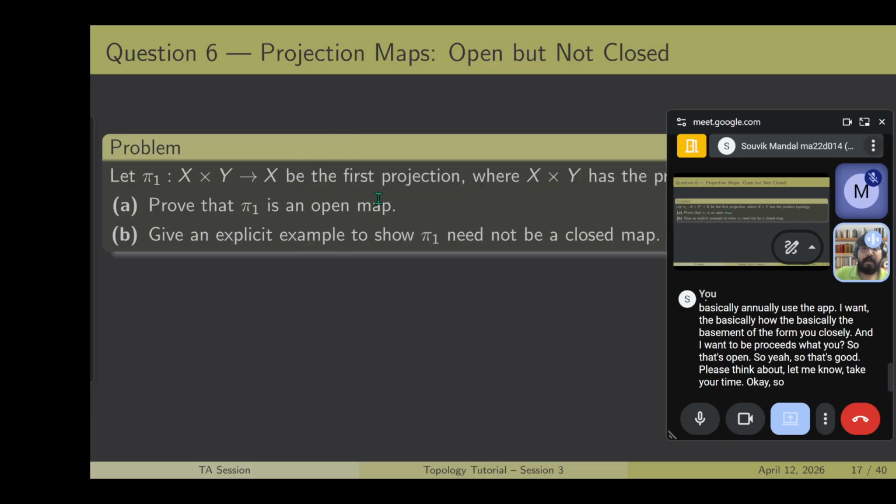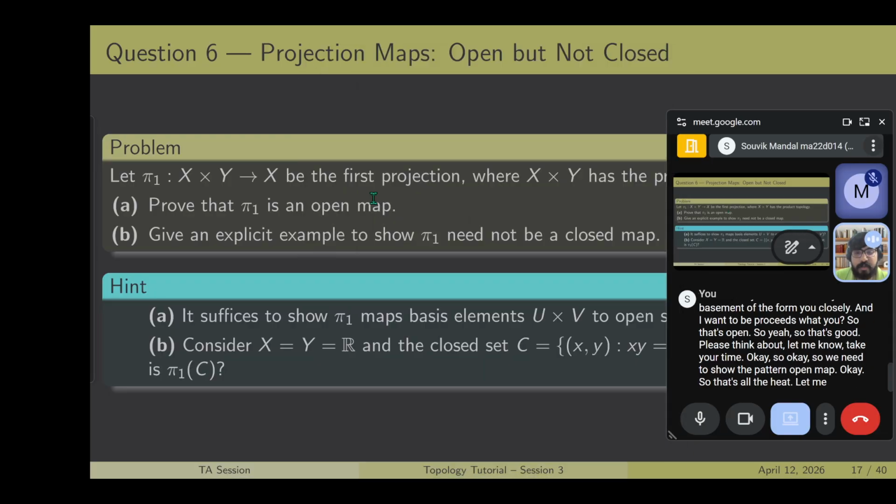So we need to show that π1 is an open map. Here is the hint. It's enough to show that π1 maps basis elements U cross V to open sets, then we are done because any open set is a union of such basis elements. That should be enough, right? So that's what we have proved here. And then we gave an example showing that π1 is not a closed map. So there is nothing much to explain. So that's the argument.